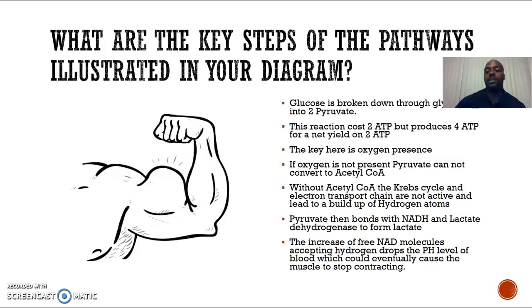The key here is oxygen's presence. If oxygen isn't present, the pyruvate cannot be converted into acetyl-CoA. Without acetyl-CoA, the Krebs cycle and electron transport chain are not active and lead to a buildup of hydrogen atoms. Pyruvate then bonds with NADH and lactate dehydrogenase to form lactate. The increase in free NAD molecules accepting hydrogen drops the pH level of the blood, which could eventually cause the muscle to stop contracting.